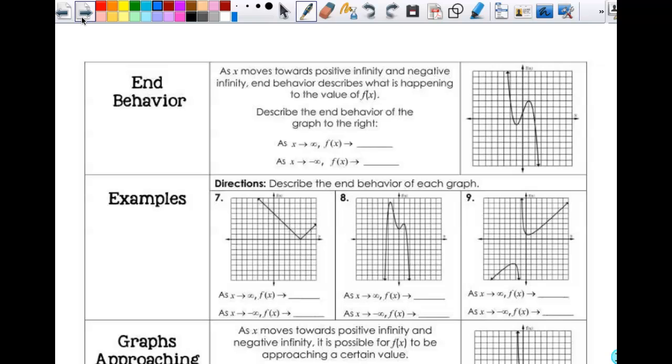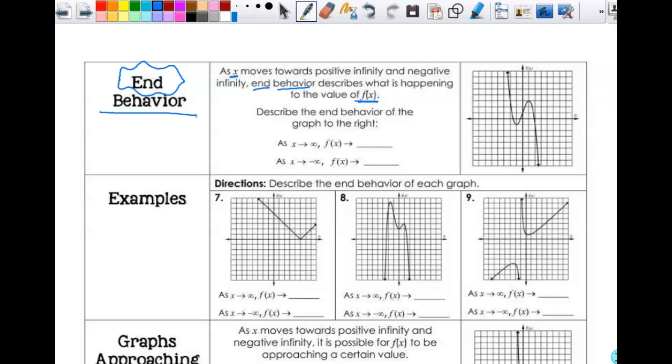So this says, as x moves towards positive infinity and negative infinity, end behavior describes what is happening to the value of f of x. So as x is going to positive or negative infinity, what is happening to y? Where is it going is what we're looking at. This is the key here: this is end behavior. We don't care about what's going on in the middle. We care about what's going on out at the ends, which usually we can't see because we're going to infinities. The middle could be a hot mess, doesn't matter at all.